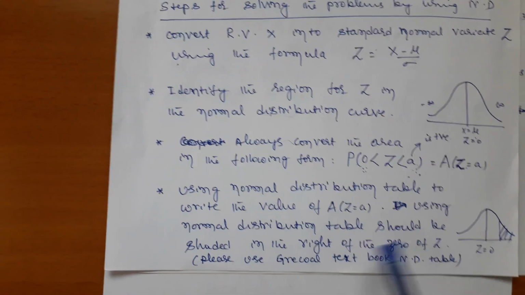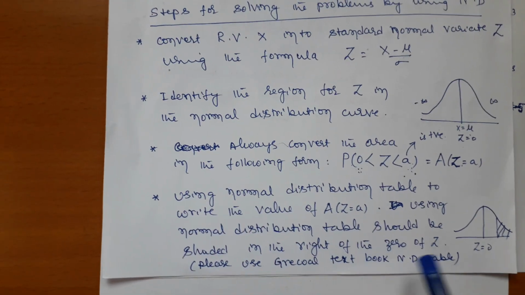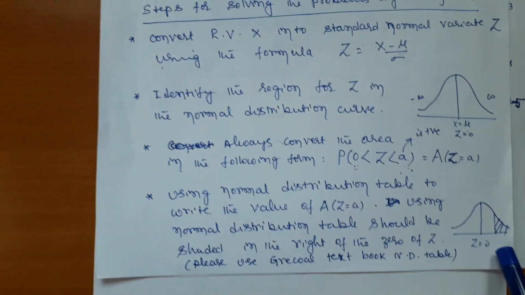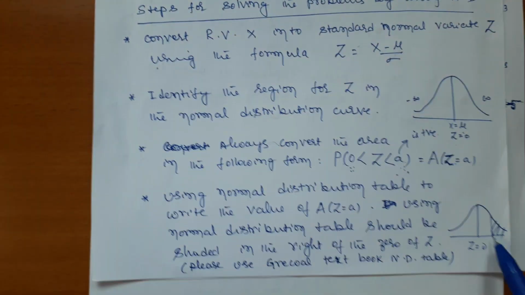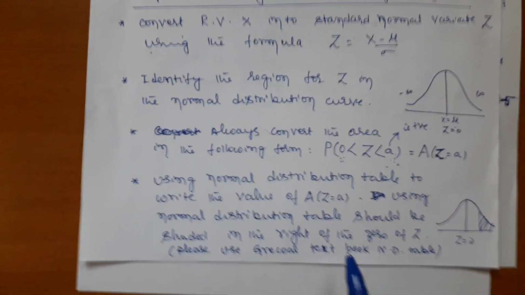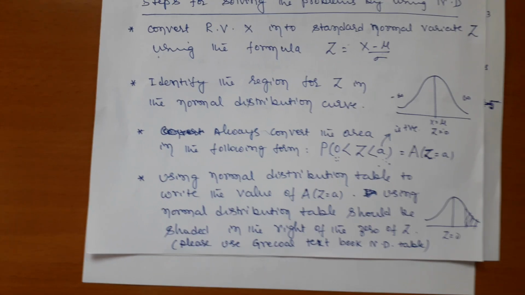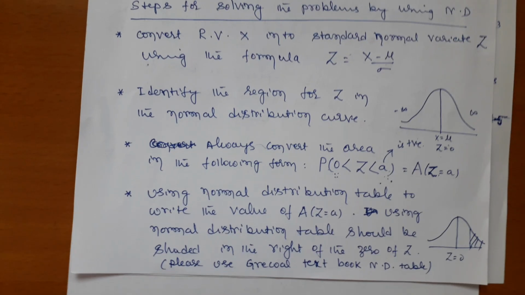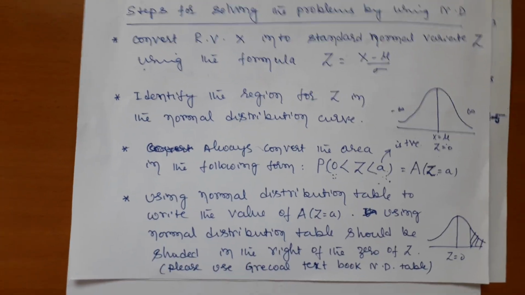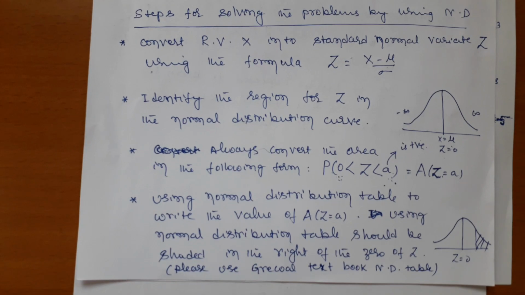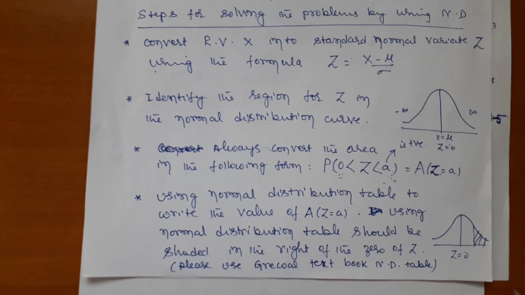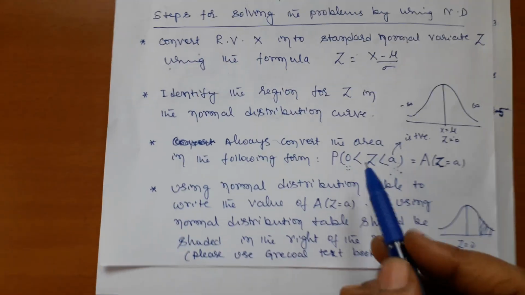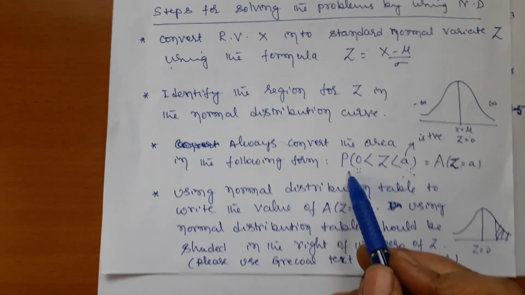Now, using the normal distribution table, the area should be shaded to the right of the 0 of z. There are two types of table. One is where the area is shaded right of the 0 of z. Another one is where the area is shaded to the left of the 0. But please take the normal distribution table from the Grewal textbook. They have the table at the back of the textbook. Please take that. When we are using the area shaded to the right of the 0, that's why you always convert to z greater than 0 and less than a.